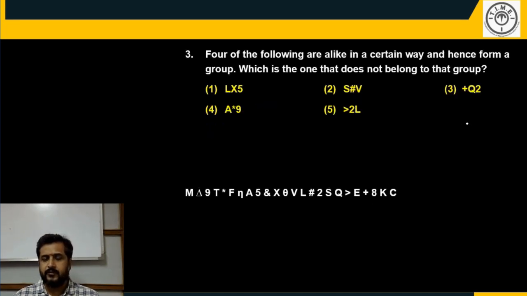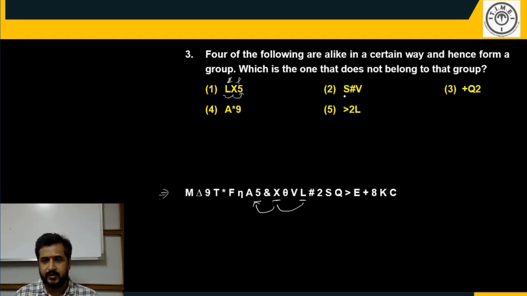Next, 4 of the following 5 are alike in a certain way and hence form a group. Which is the one that does not belong to that group? It is an odd man out question. Within the sequence you have been given 5 options. You need to check the logic within these elements based on this sequence and find out which one is the odd man out. Let's identify the relation between L, X, 5. L is here, X is here, 5 is here. So 2 elements are missing, then 1 element is missing.